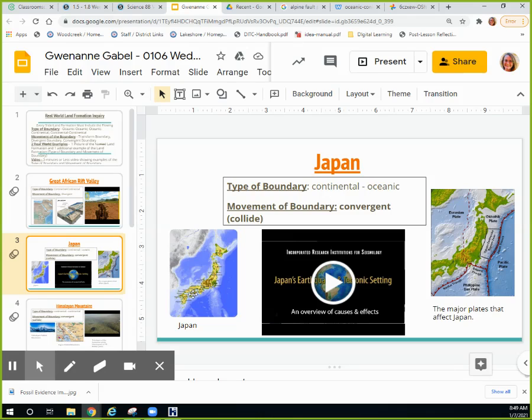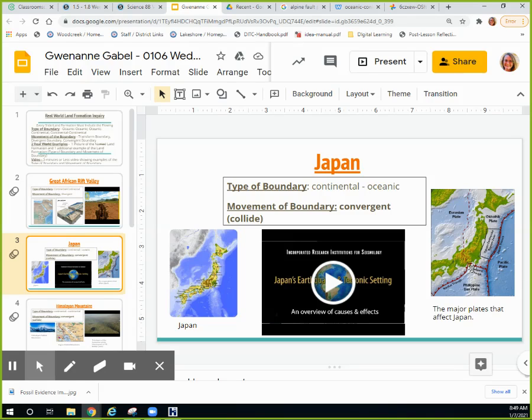They have over 100 active volcanoes, and they are a hot spot for major earthquakes and tsunamis. So when you watch this video, you'll see that Japan is actually quite a volatile place. It's a very dangerous place as far as plate tectonics is concerned. And all of this happens because these plates are colliding into each other.